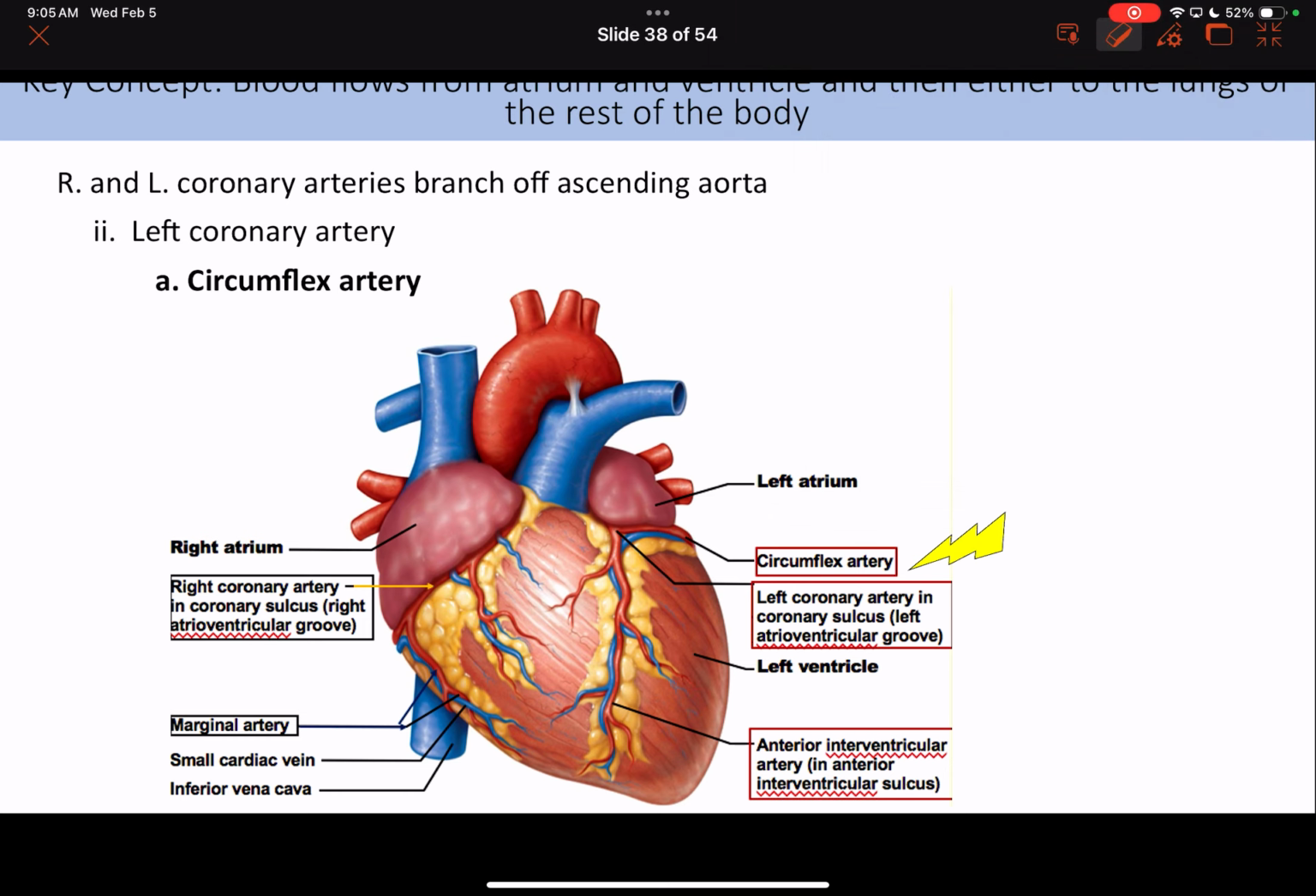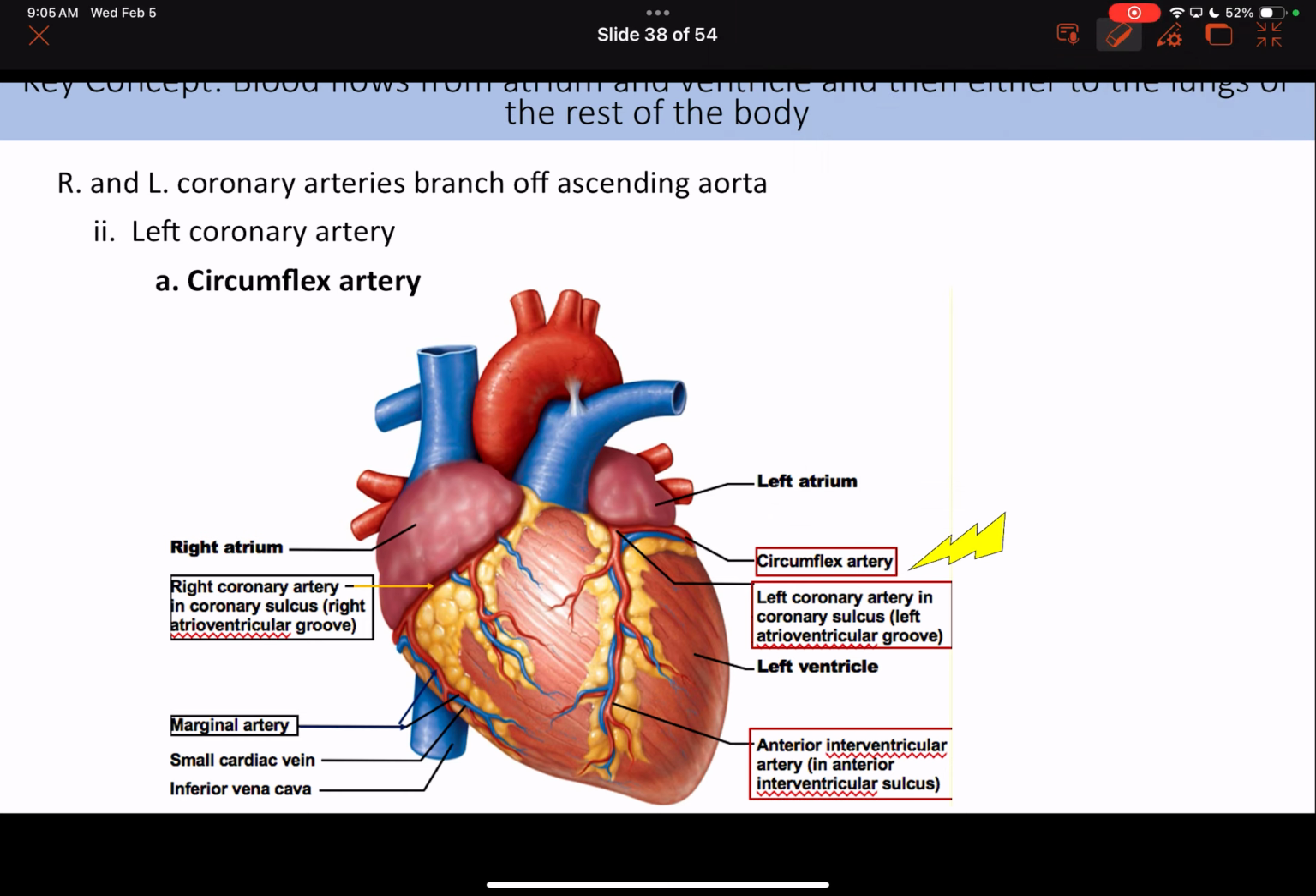Then the other vessel that comes off of the left coronary artery is something called the anterior interventricular artery. In clinical settings, it's called the left anterior descending artery, or the LAD. You're free to call it either one. You can't use the abbreviation, this is not a hormone. It is clinically referred to as the LAD, but on a practical, you need to say the left anterior descending artery or the anterior interventricular artery.